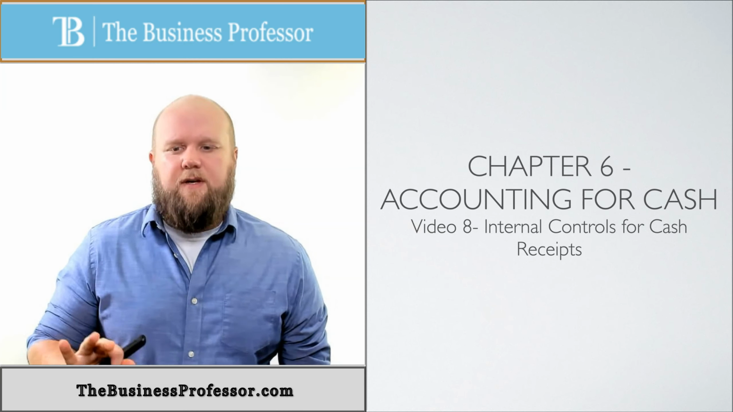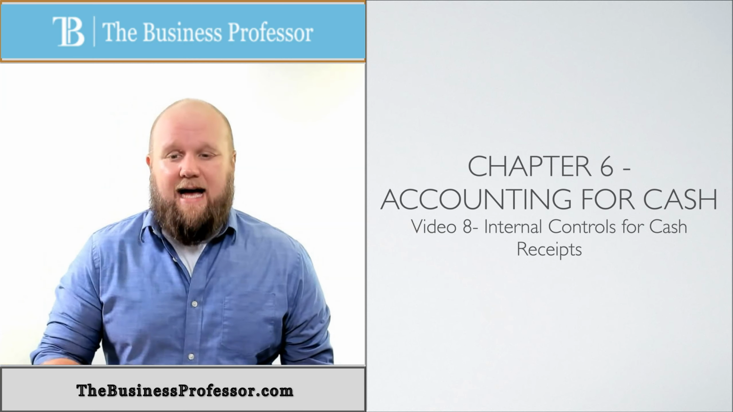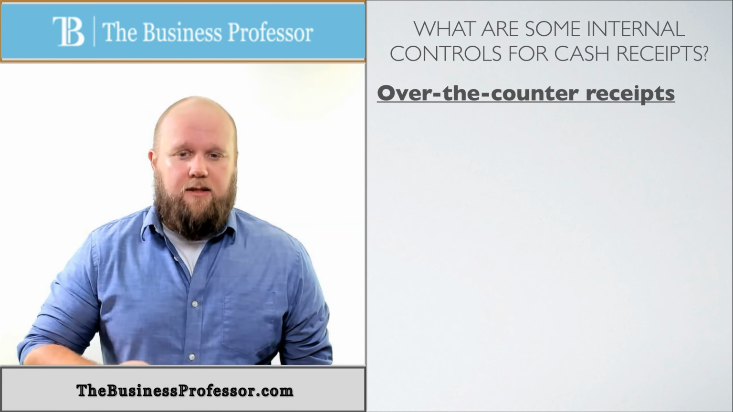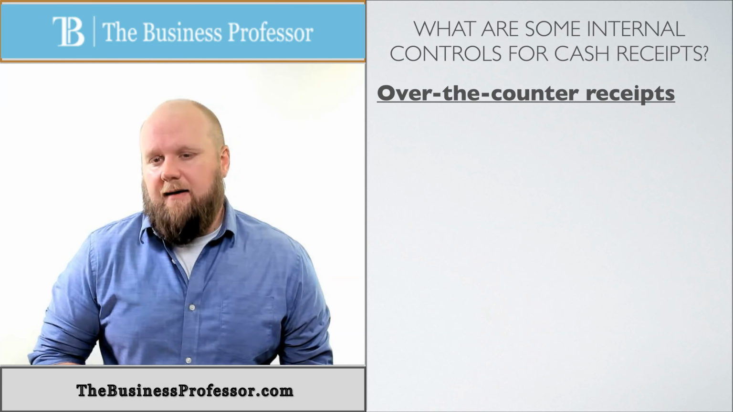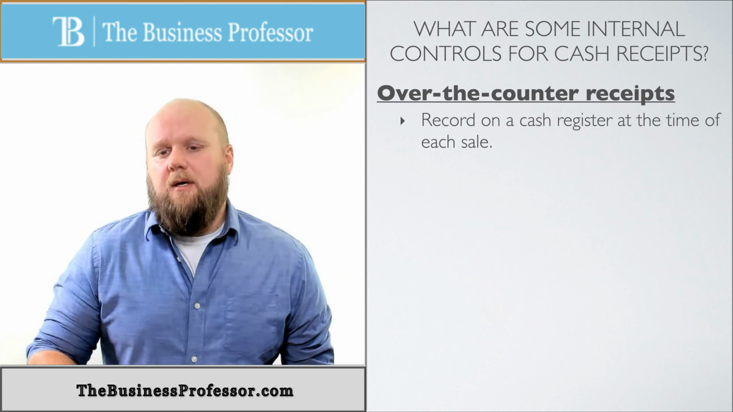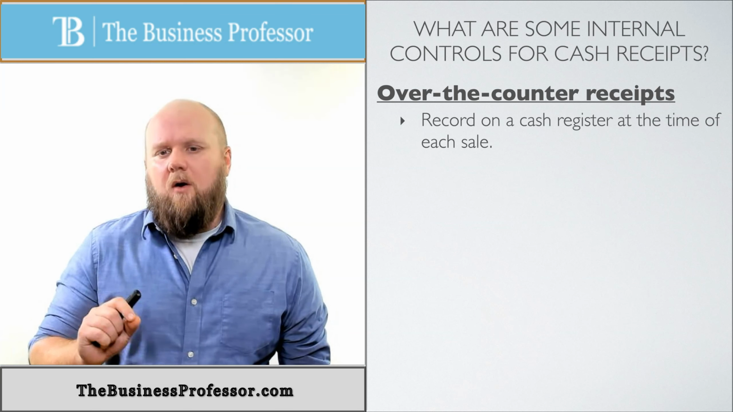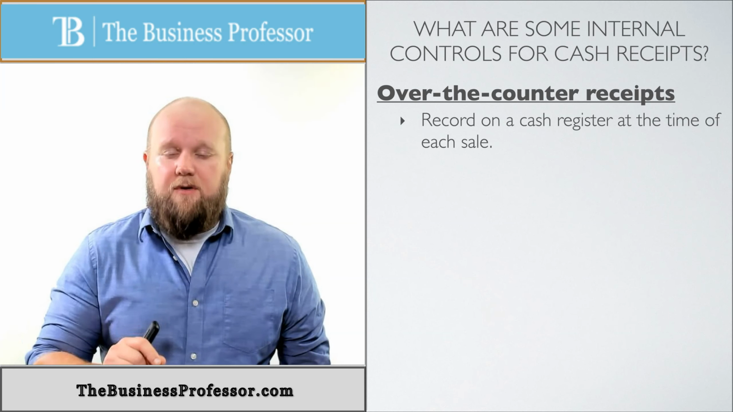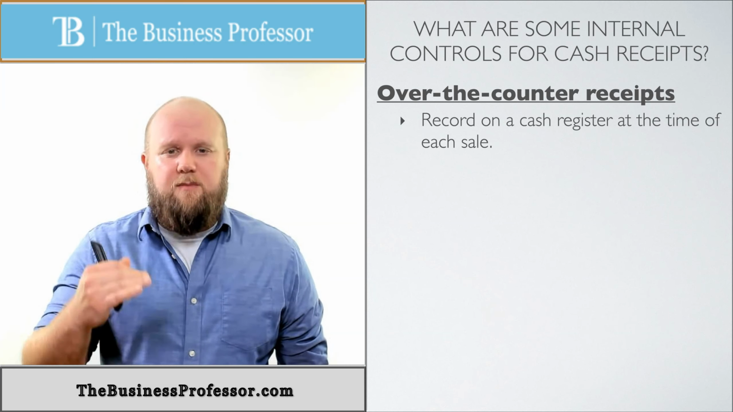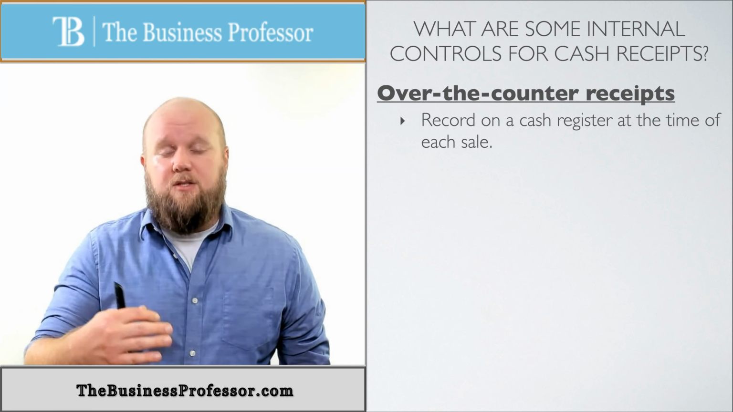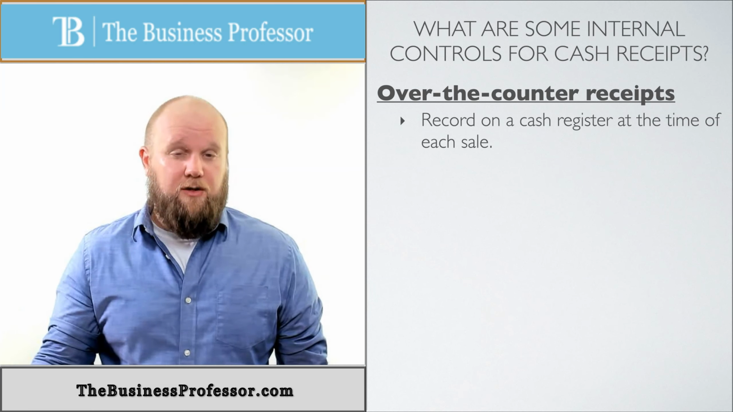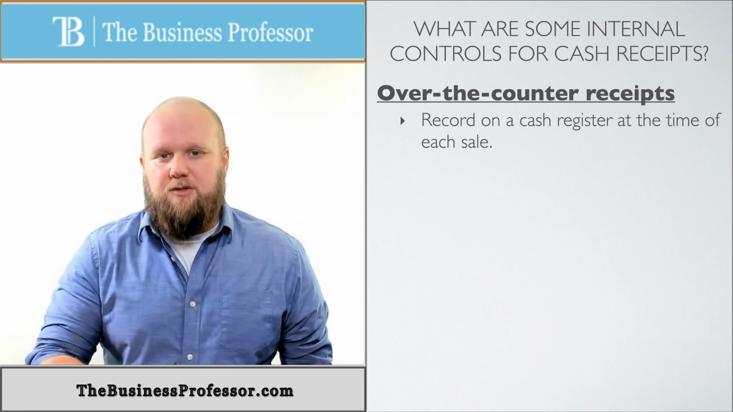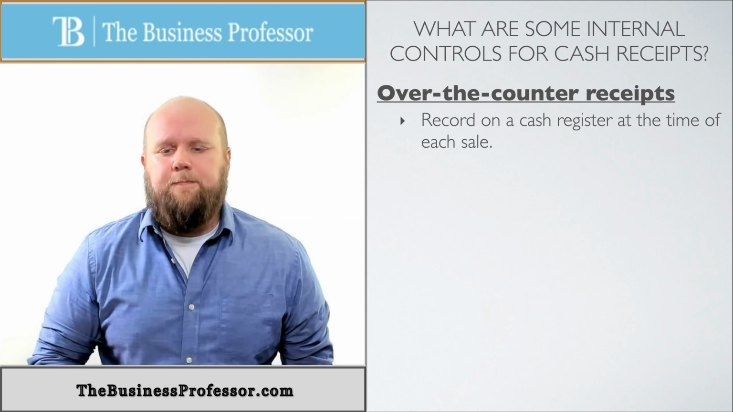All right, now let's look at specific internal controls, or examples of internal controls, for cash receipts, meaning the cash coming in. First one is going to be over-the-counter receipts. All records of cash are on the cash register at the time of each sale. I want to make sure that every sale goes through a cash register because that gives me a written record of what is coming in, so I can make sure that my cash is meeting what it should be. A lot of times when you run a cash register at the end of your shift, you have to close it out to make sure what's in there is what should be in there.